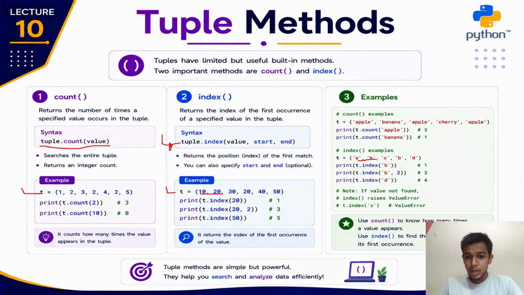Now if you write t.index x, Python will return a value error. Index returns where the first value appears. Let's quickly revise. Tuples have only two important built-in methods. The count method that tells the number of occurrences of a value. The index method that tells us the position of the first occurrence of a value. Even though tuples have fewer methods than lists, these two methods are very useful when searching and analyzing tuple data.